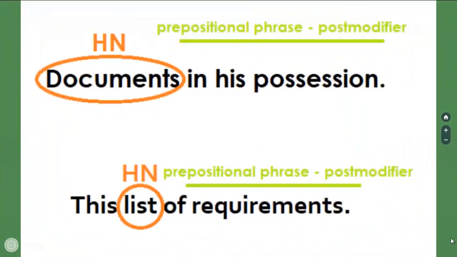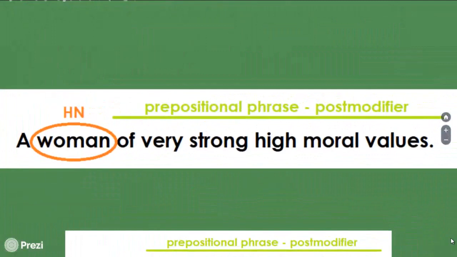In the first example, we can see documents as our head noun, which has been post-modified by a prepositional phrase. In the second example, our head noun is the word list, which has been post-modified by a prepositional phrase too. In the following example, what I want you to see is that sometimes within a prepositional phrase, we can find another complex noun phrase. Please note that in this case, our first head noun, which is woman, has been post-modified by a prepositional phrase. But inside this prepositional phrase, we can find another head noun which has been pre-modified by a sequence of adverb plus several adjectives.